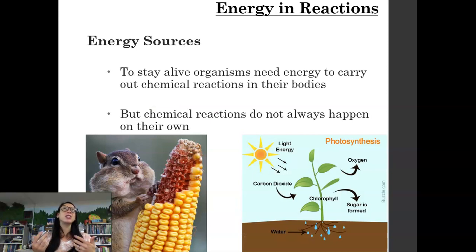So where do the energy sources come from? There are a lot of chemical reactions taking place in your body right now. In all living organisms, chemical reactions are at the base. So if they're at the base, where does this energy come from? In order to stay alive, organisms need energy to carry out chemical reactions in their body, but these chemical reactions don't happen on their own, so you consume food. The energy that you get from your food is also the energy that powers the chemical reactions that take place in your body.